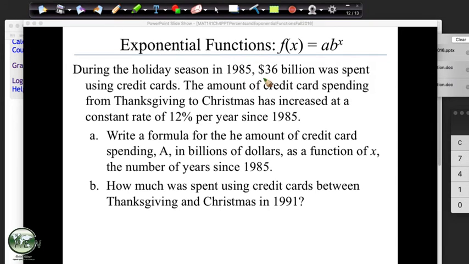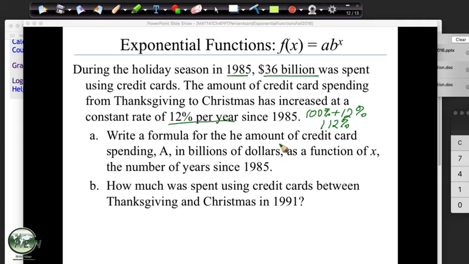Using our method, we know the year we're starting is 1985. Wow, 36 billion was spent on credit cards. That's a lot. Amount of credit card spending from Thanksgiving to Christmas has increased at a constant rate of 12% per year. So every year since 1985, a 12% increase. So what percent are we going to be using? 100% plus 12. So just remember, when they say a percent increase, just add it to 100, because that's what we always start with. So we're going to be using 112%.